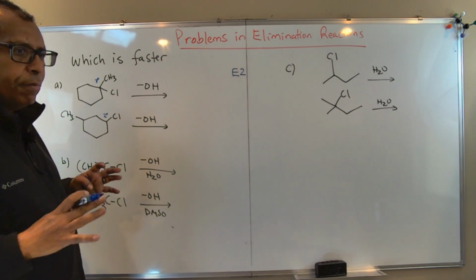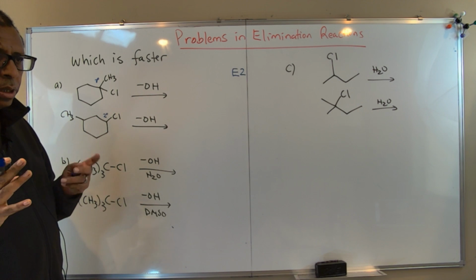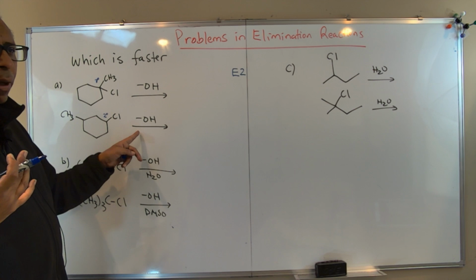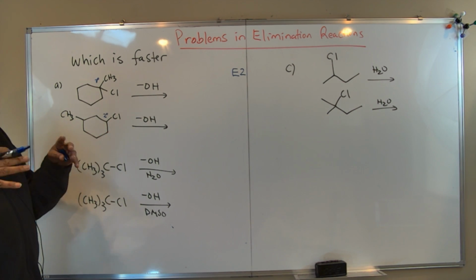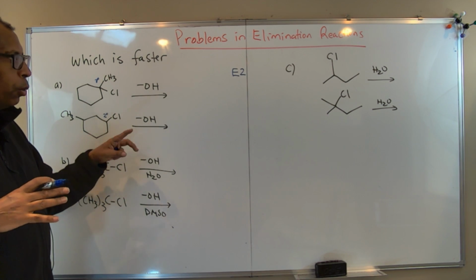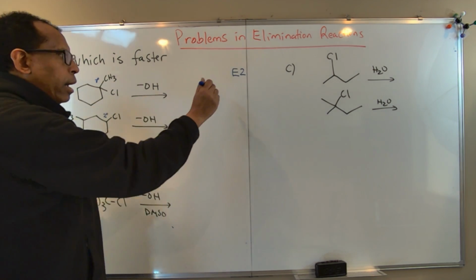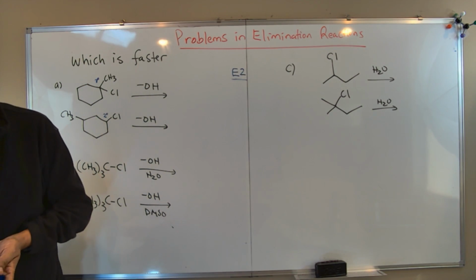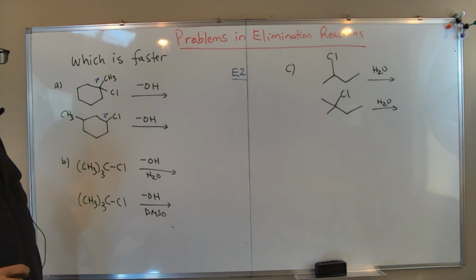So E2 favors a strong base. Based on the reaction condition, in an E2 reaction this has to go faster because it is a secondary. But if it was an E1 condition, which is a very weak base, we would be saying the reverse. So here I am assuming an E2 reaction based on what I'm given here. Based on the hydroxide base, I would assume an E2 reaction.